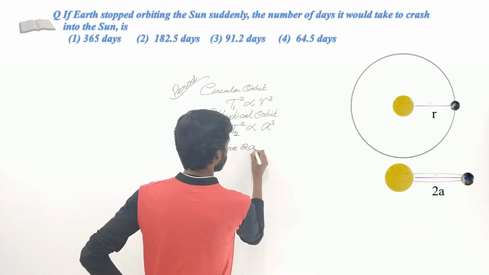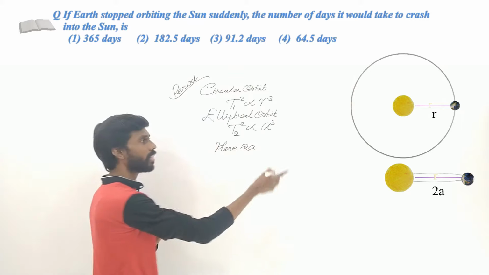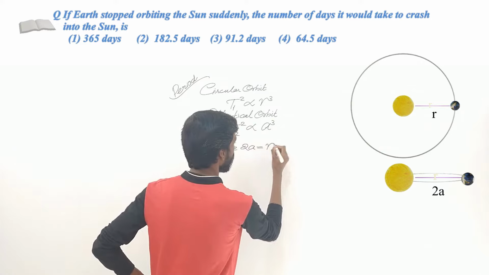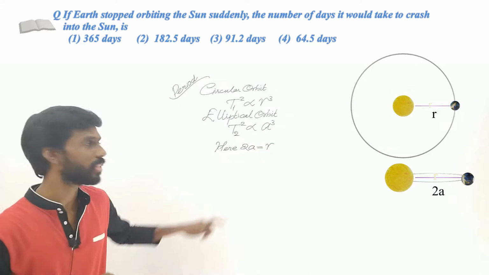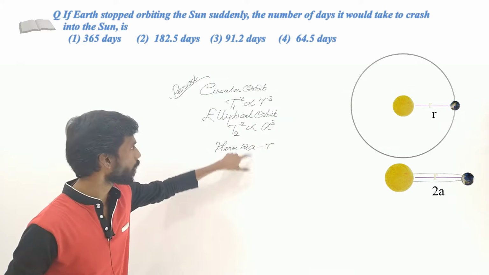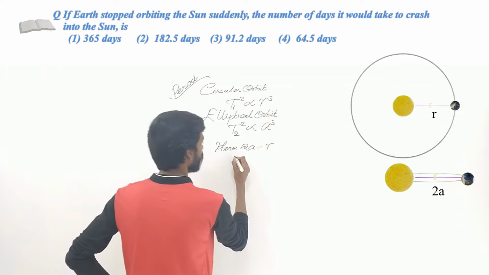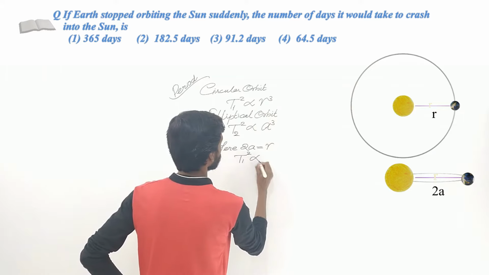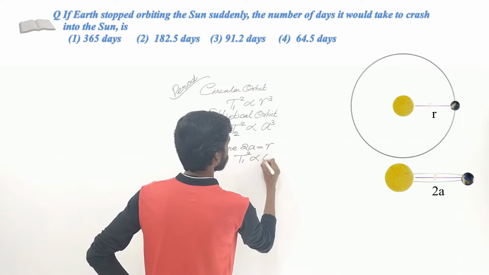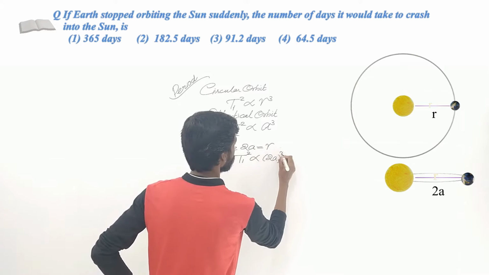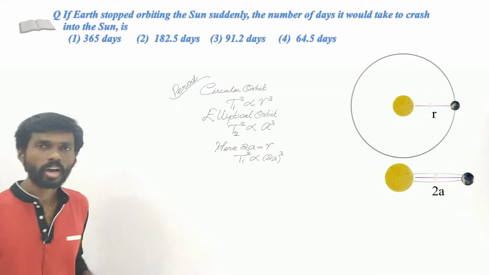So 2a, the total length of the major axis, is the same as the radius r. Alright, so this is the relation between a and r. You substitute in one of the equations. So let me substitute this r value in the first equation. That gives you T1 squared is proportional to (2a) to the power 3.